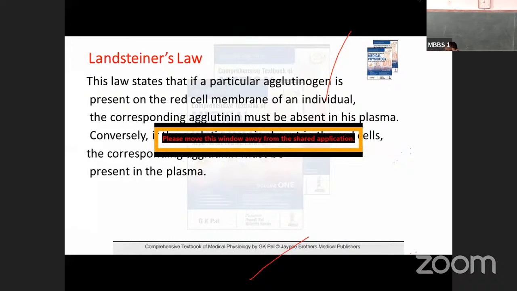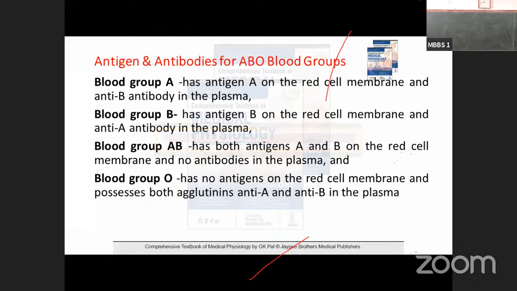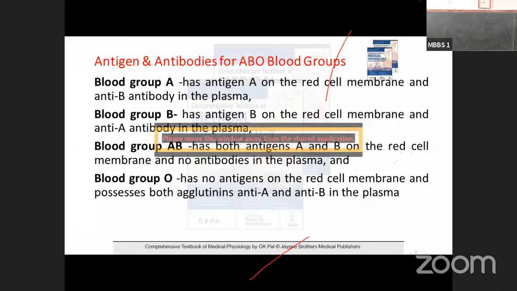Or if the antigens are absent on the red cell membrane of that individual, the corresponding antibodies will be present in the plasma of that individual. So this is Landsteiner's law, which is important for the detection of the blood group. From this law, we can detect the blood group of individuals. Antigen A on the red cell membrane, antibody B in plasma. For B antigen, A antibodies. For AB, both antigens are present and antibodies are absent. For O, antigens are absent and both antibodies are present in the plasma.